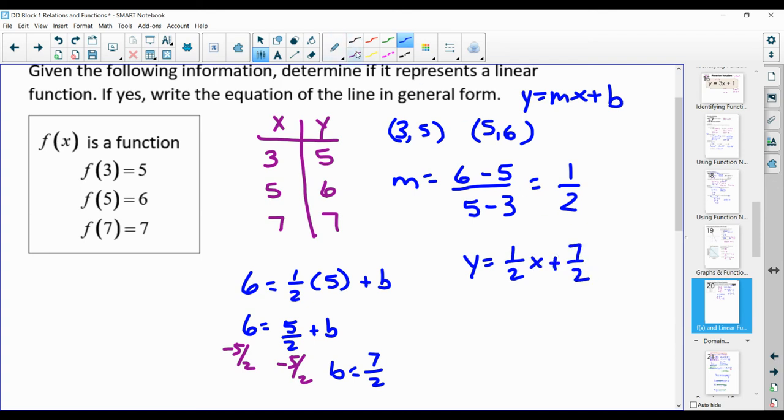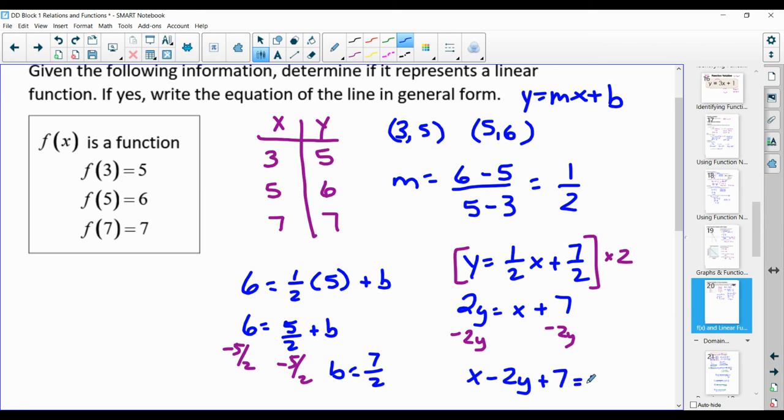Now the question asks us to put this in general form. If you remember, general form means we cannot have any fractions. So we need to get rid of the fraction. And that's going to give us 2y equals x plus 7. The other thing that we need for general form is we have to have a positive x. So we're going to move everything left or right to get that positive x. And so we're going to subtract 2y from both sides. And our final equation is going to be x minus 2y plus 7 equals 0.